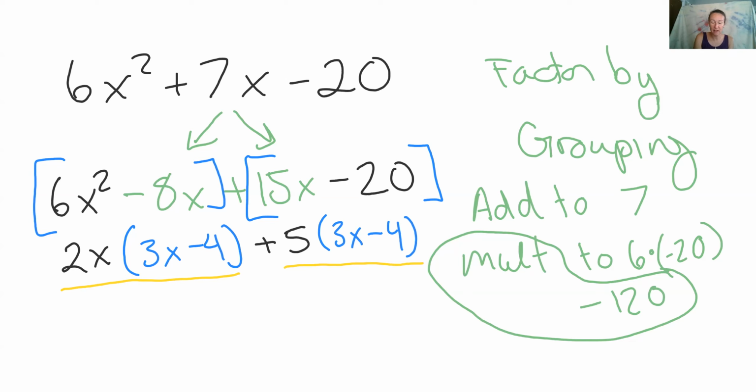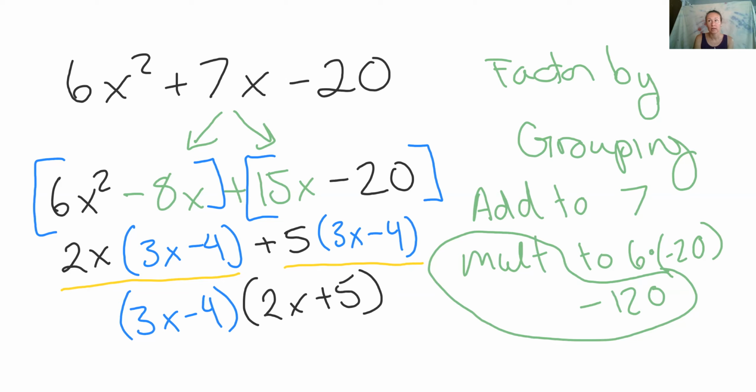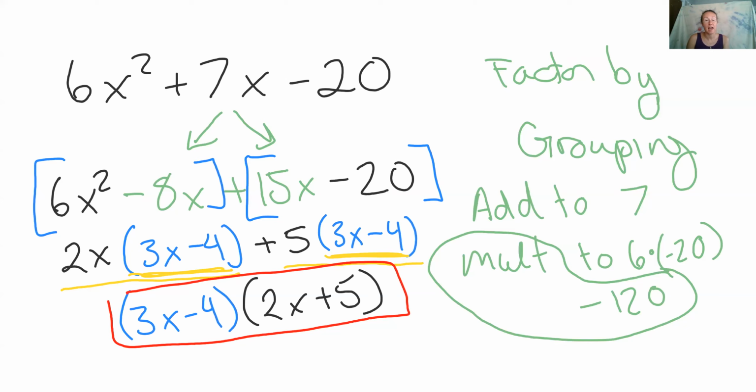Let's pull their common factor out. That 3x minus 4 is common to both of those terms, which I've underlined in yellow. And then what's left is a 2x and a plus 5. So we pulled this common factor of 3x minus 4 out of our two terms there. Okay. And that is our final answer. We have factored that polynomial. Okay. So that's factoring by grouping.